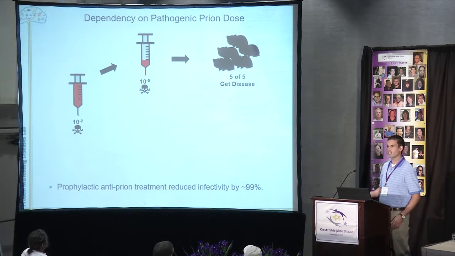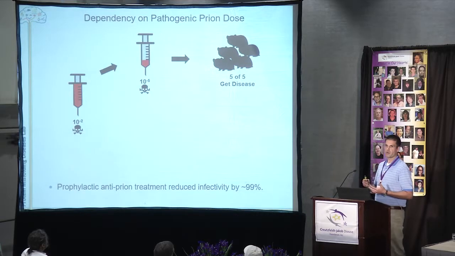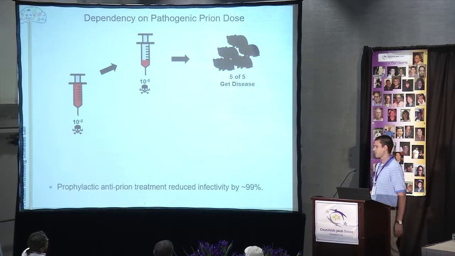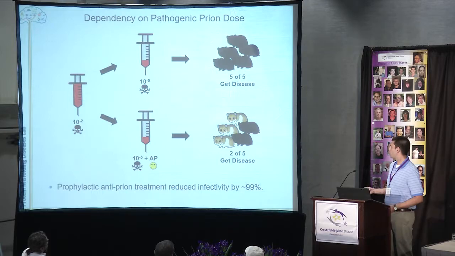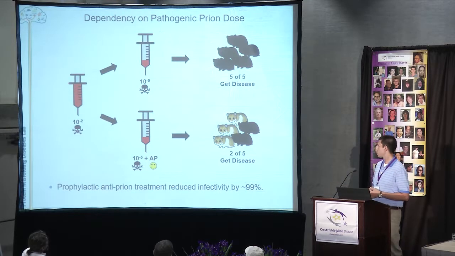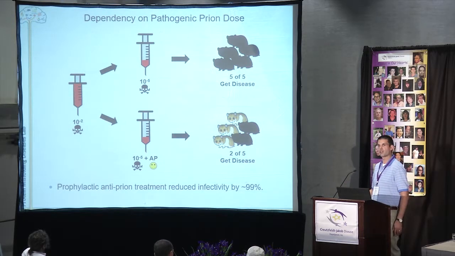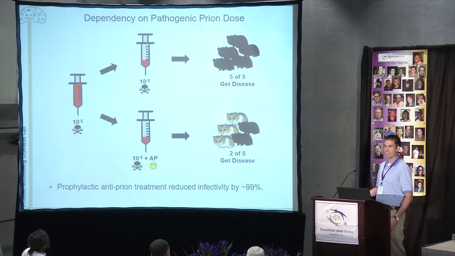So to give it more of an advantage, we decided we would dilute the pathogenic prions. So in all other bioassays that I showed in the previous slide, we're using a dilution of 10 to the minus 2. So we diluted it to 10 to the minus 5, and we found that this dilution still caused disease in all of the animals that we injected. So we used this diluted pathogenic prion at a dilution of 10 to the minus 5, and we did the same type of pre-treatment with the antiprion.